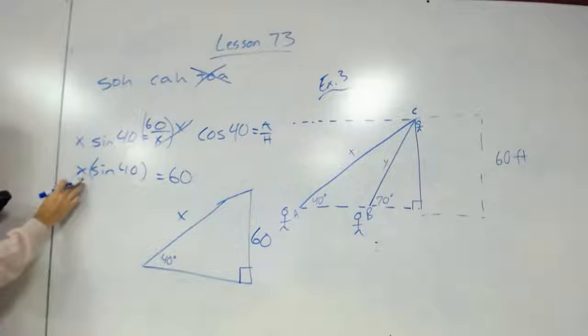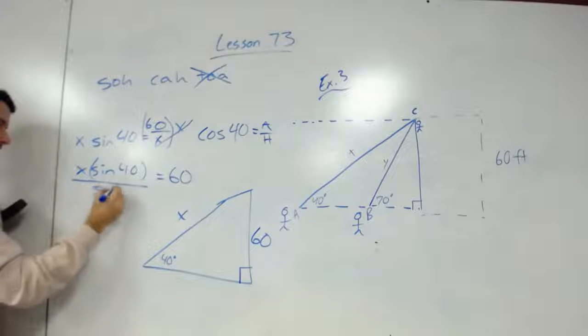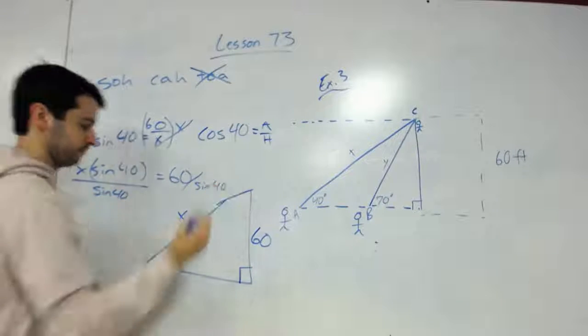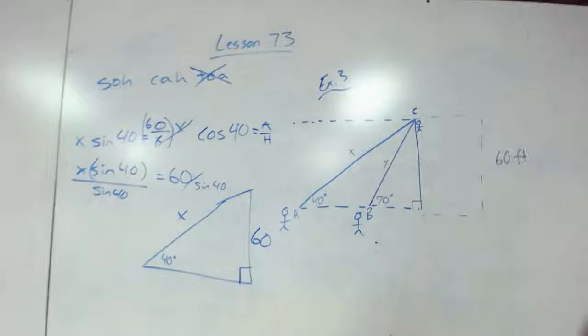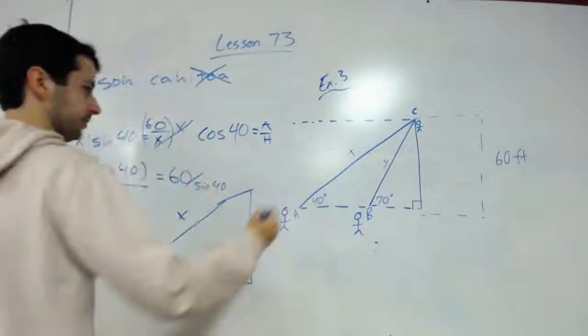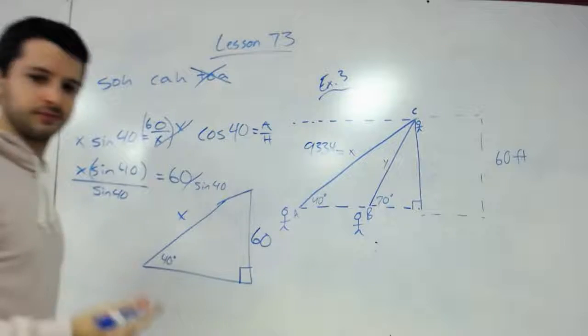Now how do I get x by itself? Got to do the opposite of multiplication, so divide by sine of 40. Plug that in your calculator, and you would get roughly 93.34. 93.34 would be x. And that's really how you do it.